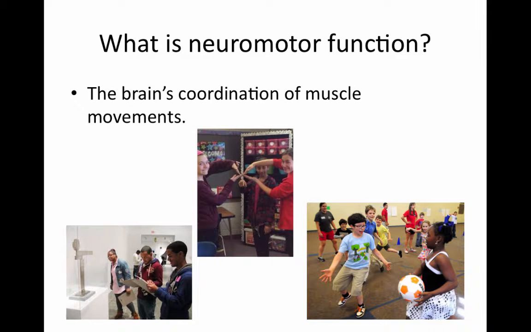So first, what is neuromotor function? Well, it's most simply defined as the brain's coordination of muscle movements. So when we start thinking about neuromotor function in terms of student learning, it's helpful to unpack the kinds of neuromotor function demands that are embedded in the typical activities and tasks students are offered and asked to participate in throughout the school day. If you take a look at that picture in the bottom right corner, that's a very explicit and kind of straightforward way of thinking about neuromotor function.